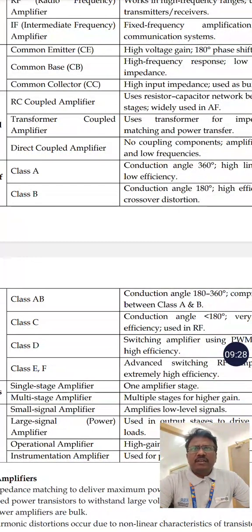So next one is direct coupled amplifier. Here no capacitor and no transformer are used. The stages are connected directly since DC is also amplified. These amplifiers are useful for DC signals, very low frequency signals. And it is used in operational amplifier, instrumentation amplifier and medical equipment.